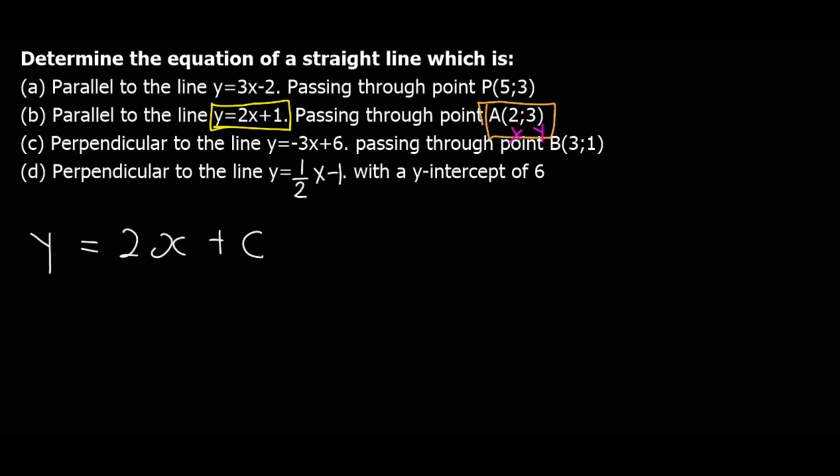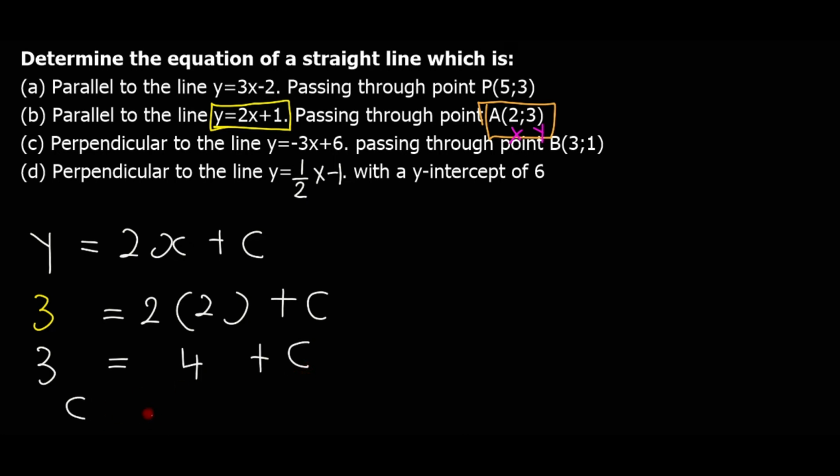So from there I equate. So y is 3, and x is simply 2, and then from there I can solve for c. 2 times 2 is 4, and then plus c. So solving for c is the same as taking this 4 to the other side. So c is equals to 3 minus 4, and then c is negative 1, and therefore the equation is y is equals to 2x minus 1. So I have written it in this way.